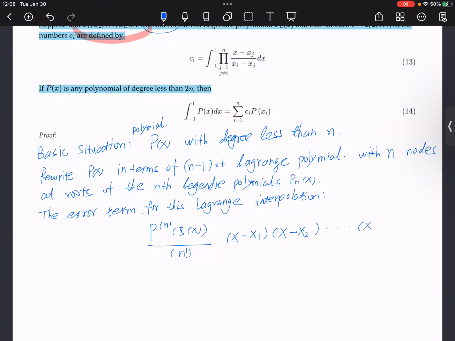And then all the way to x minus xn. And this is the error term for the Lagrange interpolation. We have a polynomial, and this polynomial is of degree less than n. We are going to do the Lagrange interpolation among these n nodal points, and the n nodal points are decided by the roots of the nth Legendre polynomial. And then we have such an error term, and this is the nth derivative.